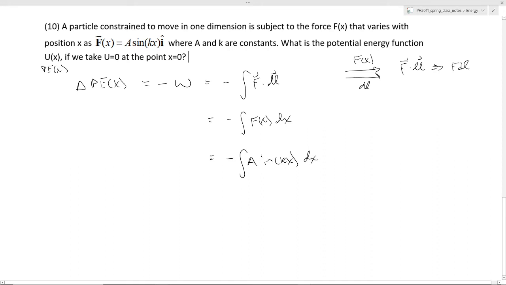Let me try and improve my penmanship here. A sine of kx dx. So the a is constant. We can pull that out. Why don't we just do that for completeness here? So in other words, we need to integrate this sine of kx. And the integral of sine of kx is going to be what? Yeah, what's the integral of sine? What do you guys think?